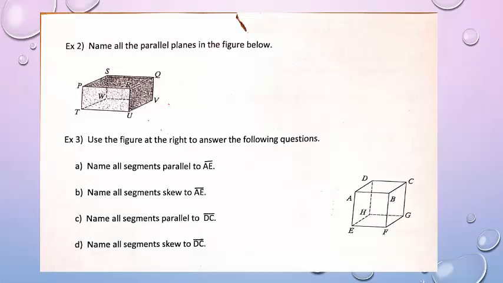Okay, in this figure, you're supposed to name all the parallel planes that are in the picture. So we could have P, S, Q. That would be the top of the box. And the top would be parallel to the bottom. So we can name the bottom W, U, B.